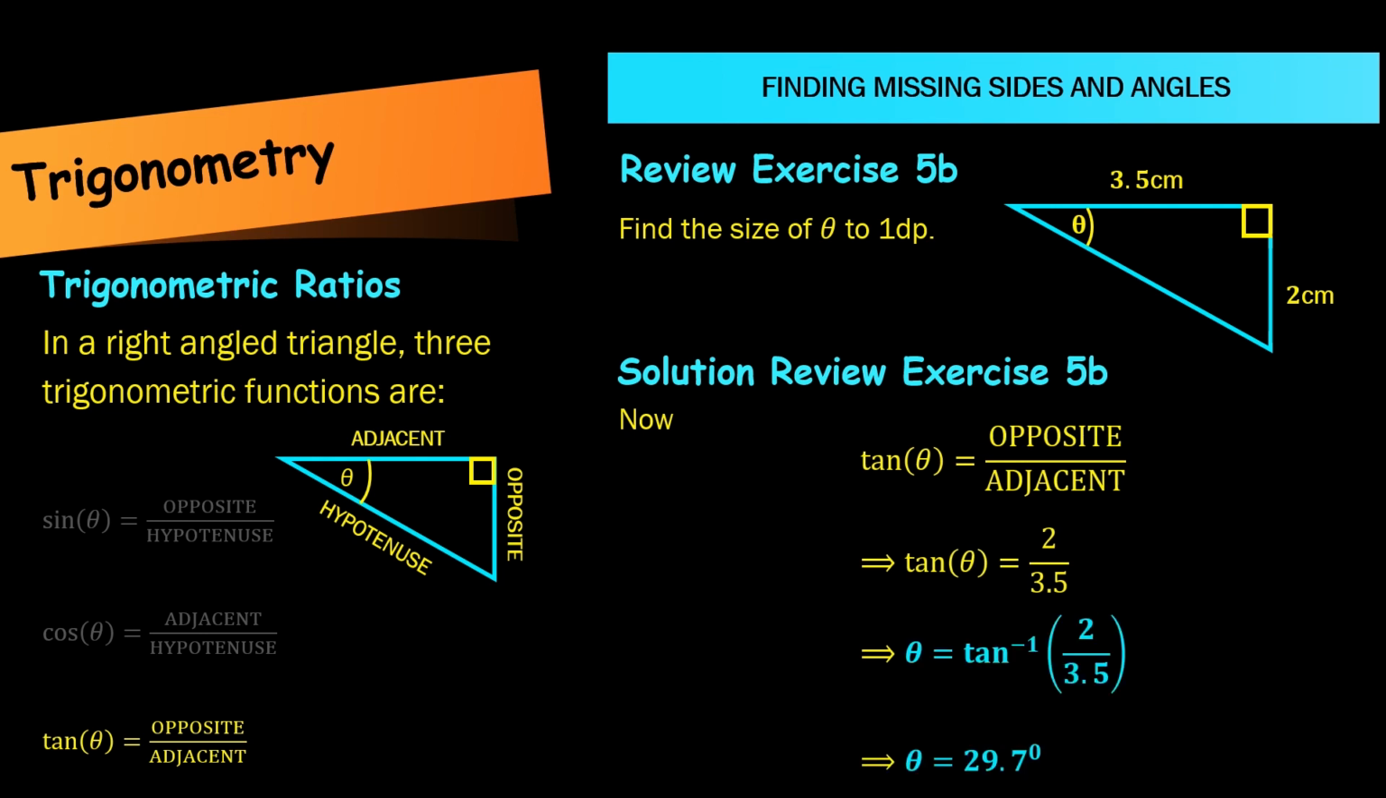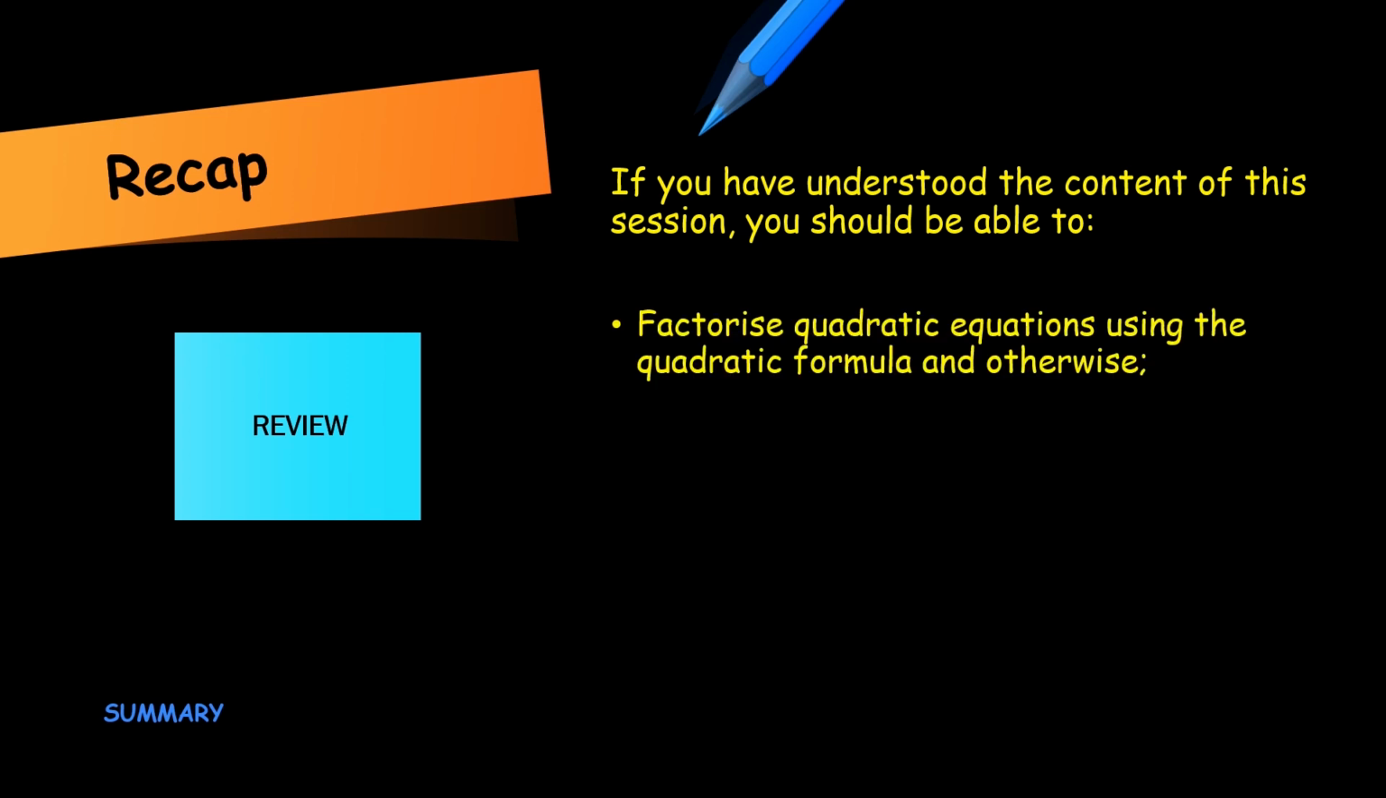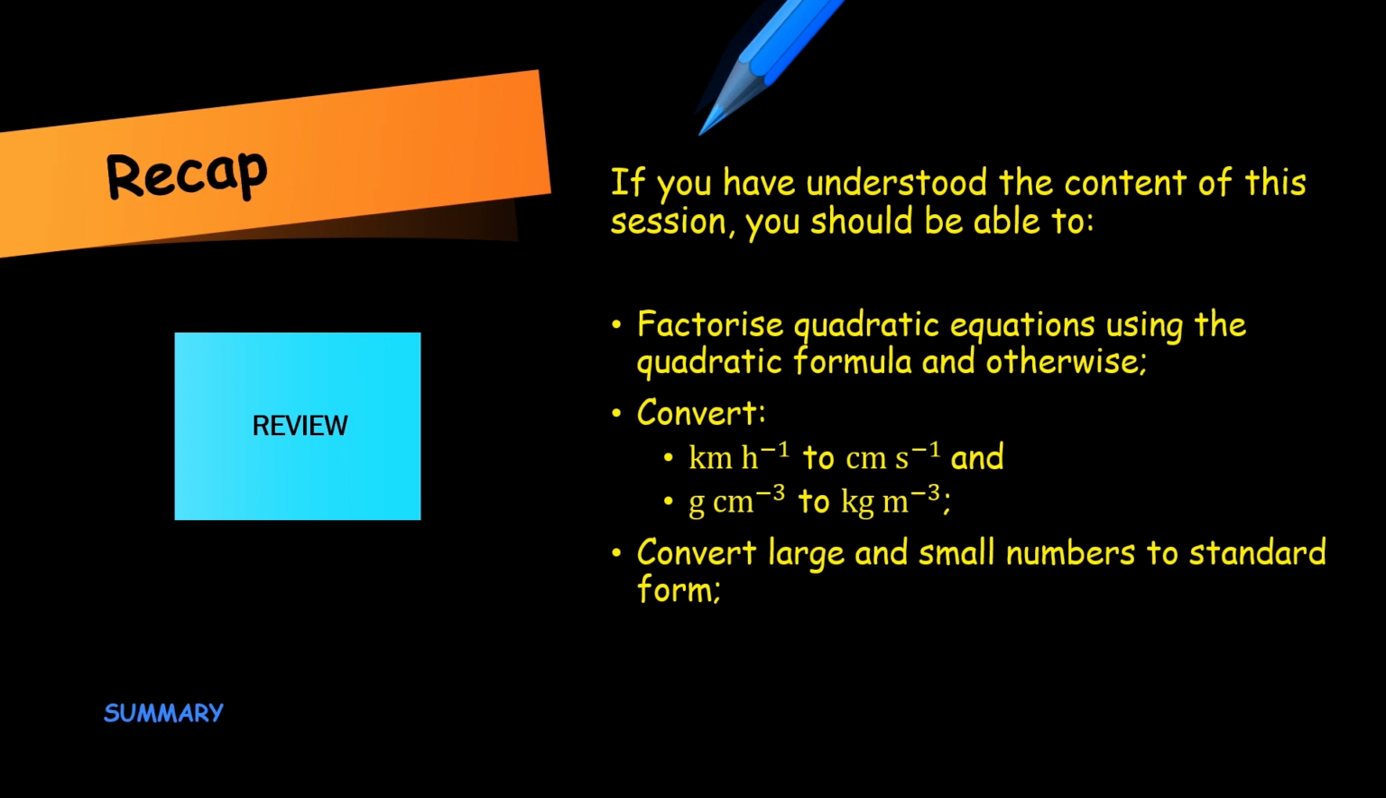This brings us to the end of this session. If you have understood its contents, you should be able to factorize quadratic equations using the quadratic formula and otherwise. You should also be able to convert kilometers per hour to centimeters per second, and grams per centimeter cubed to kilograms per meter cubed. You should also be able to convert large and small numbers to standard form, and use trigonometry to find missing sides or angles. Thank you very much for listening.